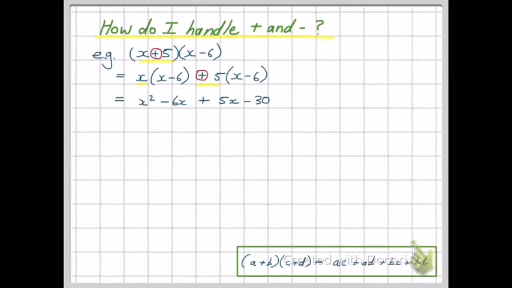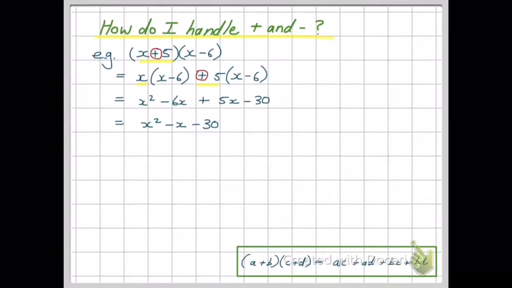X times x is x squared. X times minus 6 is negative 6x, plus 5 times x, and then we have a positive times a negative. Positive 5 times negative 6 is negative 30, so I'm subtracting 30 on the end. Now I collect like terms and it simplifies to x squared minus x minus 30. So that's one way to do these.